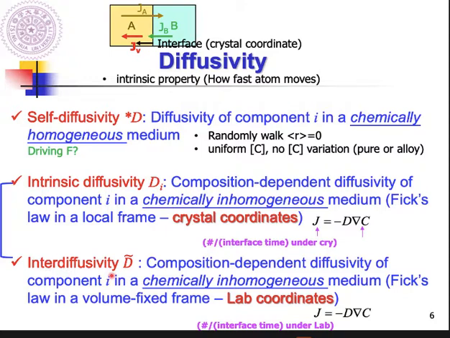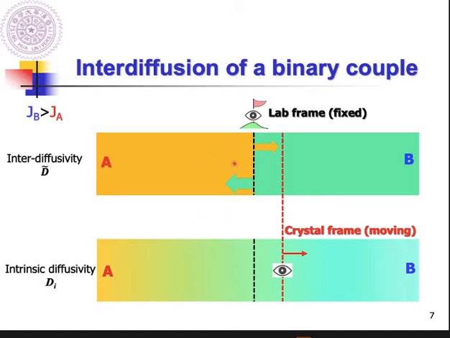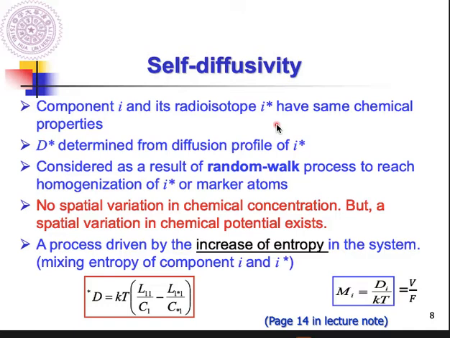The following slide is a schematic showing that for intrinsic diffusivity you stand in the materials, and for interdiffusivity you stand outside the materials, so the reference coordinate is different. The following slides are going to demonstrate and derive the relationship between the diffusivity and the Onsager, or coupling, coefficient.